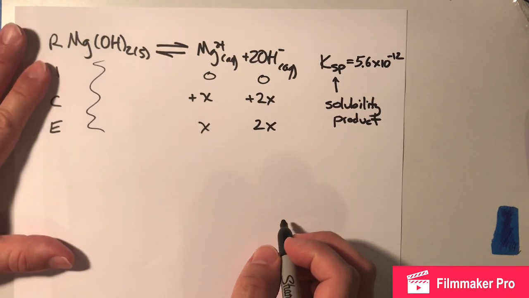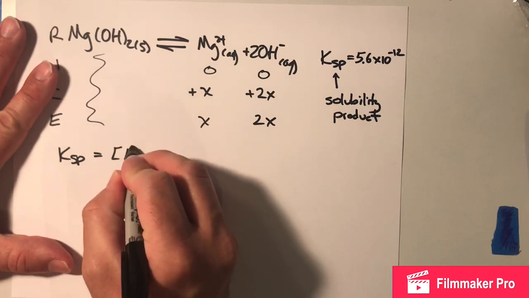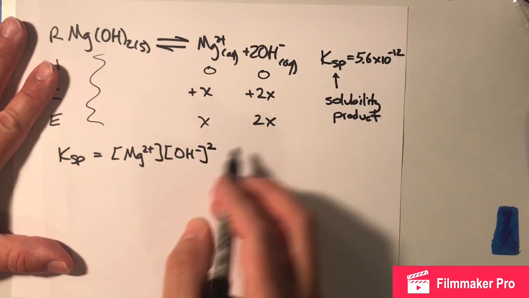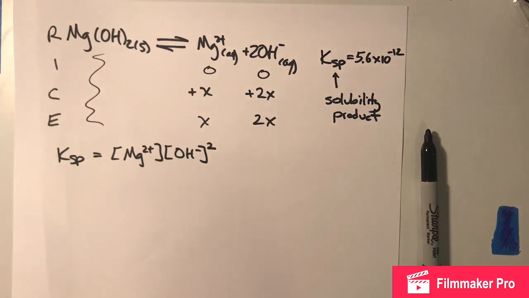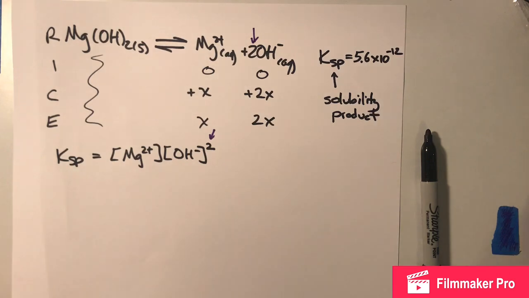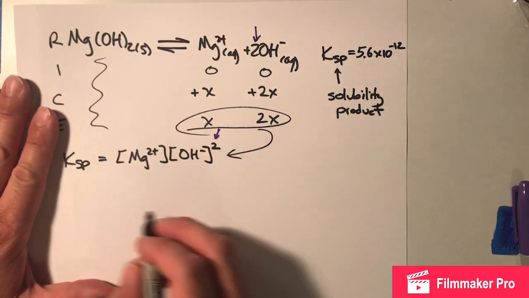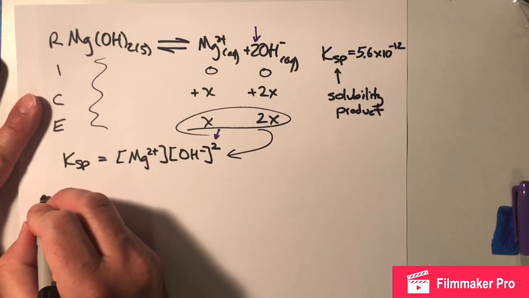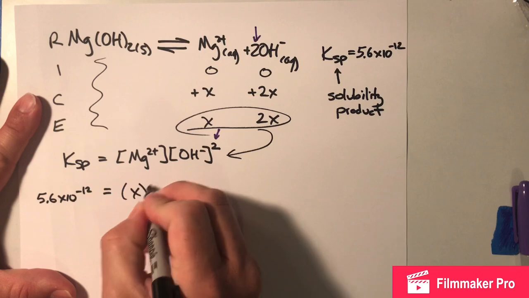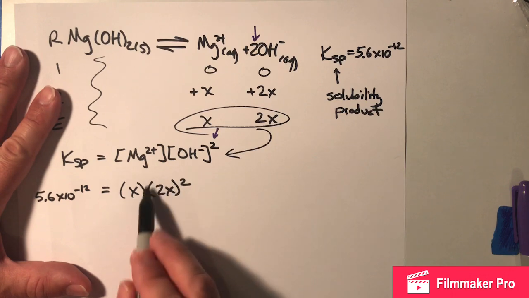So now we're going to write a KSP expression, which is going to be, as always, products over reactants. So the concentration of magnesium times the concentration of hydroxide squared. Don't forget to square the hydroxide. We have to have a square for the hydroxide because there's a 2 in the balanced reaction equation. Now we're going to take our equilibrium values and plug them into our equilibrium expression. So that's going to give KSP, which is 5.6 times 10 to the minus 12, is equal to X times 2X squared.